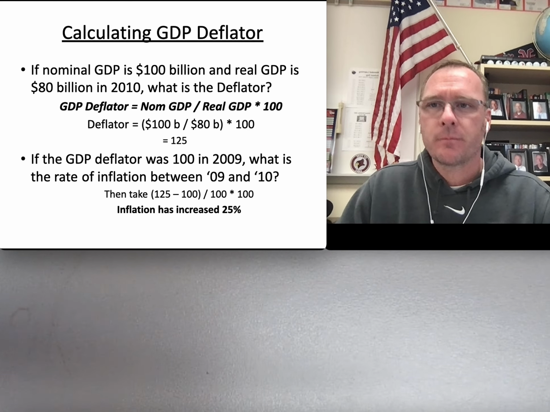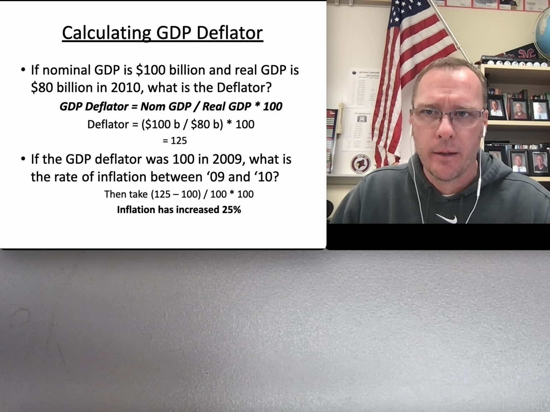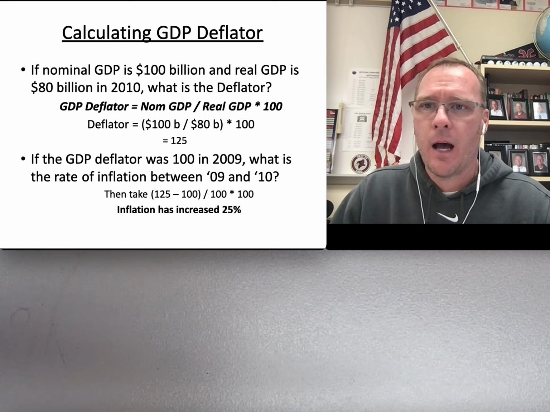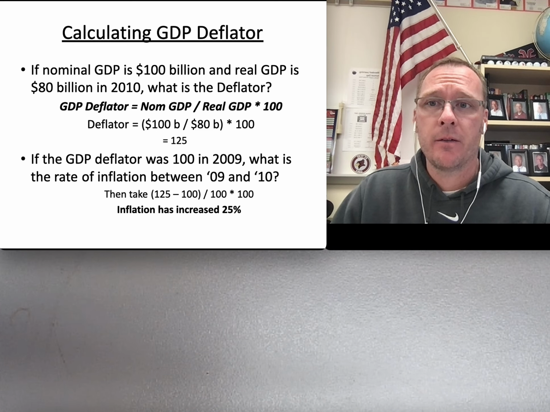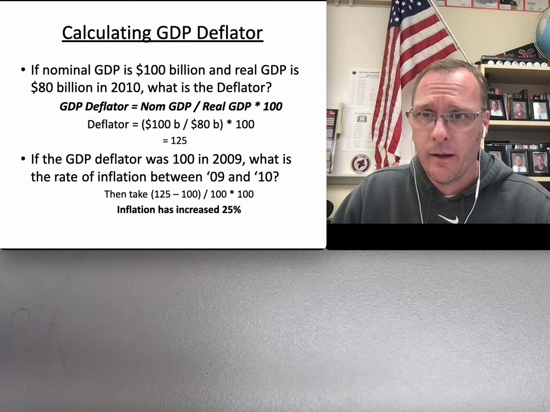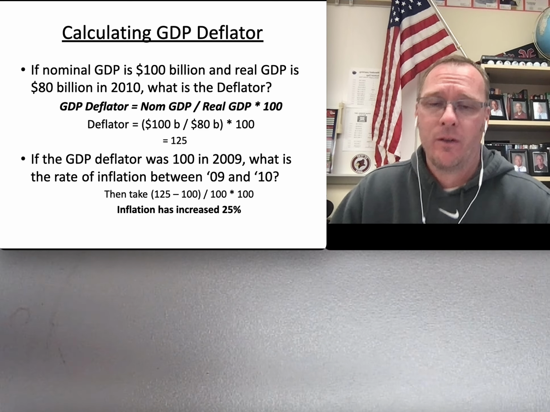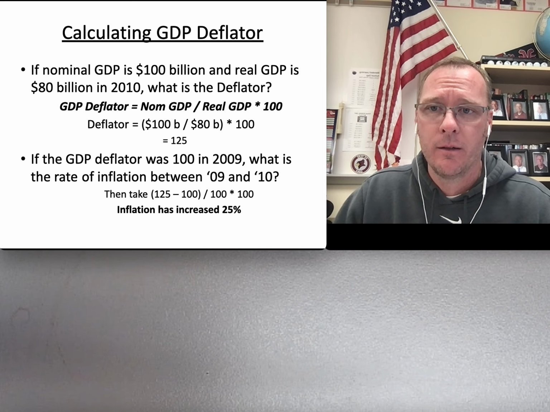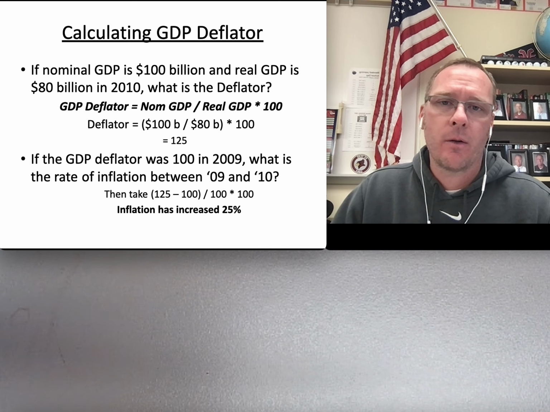Going back to this slide, once again, if nominal GDP is 100 billion and real GDP is 80 billion, what's the deflator? Well, to get the deflator, I got to take that nominal GDP divided by real times 100. Right? So the deflator in this case is going to be 125. If the GDP deflator was 100 in 2009, what's the rate of inflation? Well, I'm going to do the exact same calculation. Just like if I had a price index, I'm going to take 125 minus 100 divided by 100 times 100. Inflation was 25%.